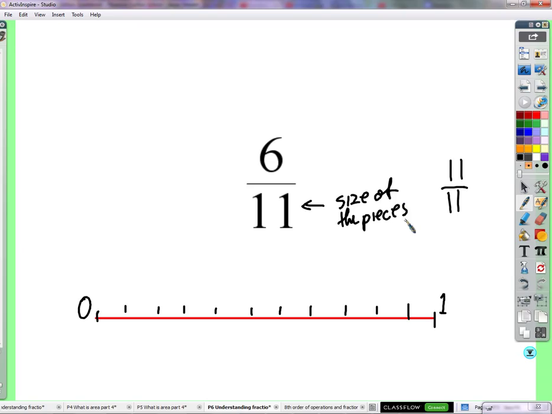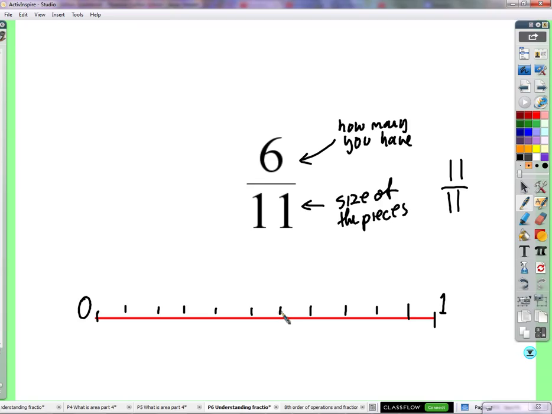Size of the pieces that we cut the whole thing into. Great. What does 6 represent? 6 out of 11. Six of those 11 things, right? 6 of those 11ths. Okay, so this is like how many? How many you have? Okay, so you have 6 of these pieces that are the size 11 makes 1.